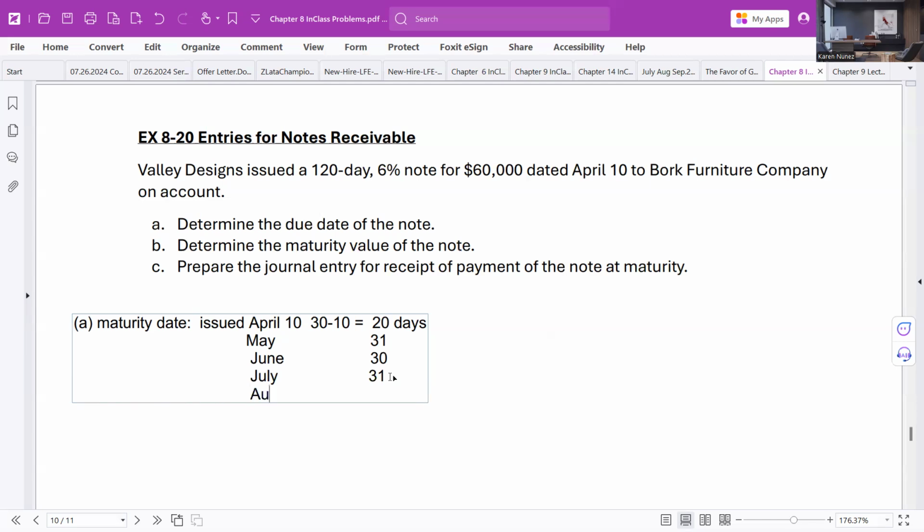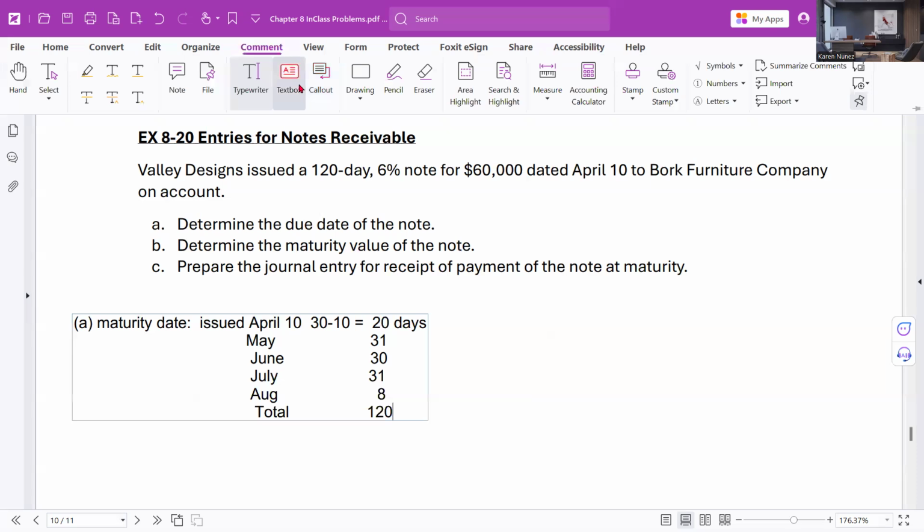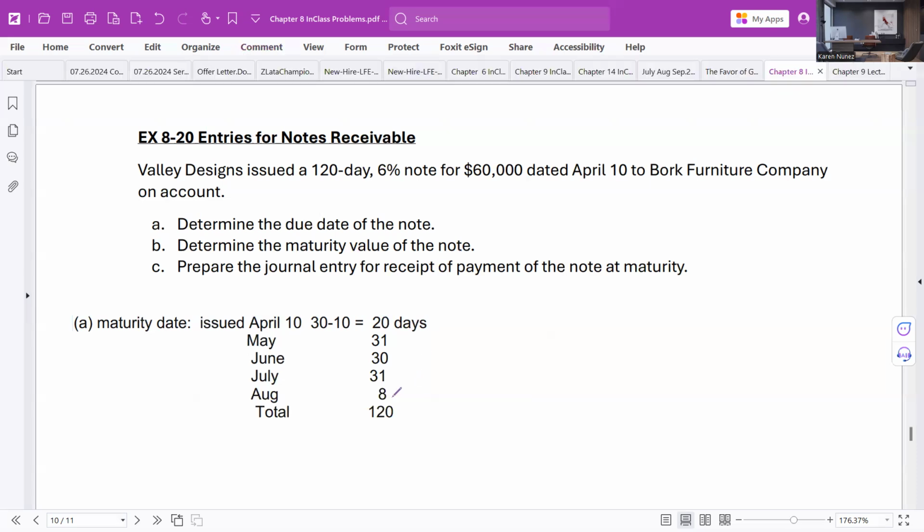So August of 8 days will give us our total of 120 days. So we now know that the note is issued on April 10th, and 120 days after that puts us on August 8th. That is the due date of the note, August 8th.